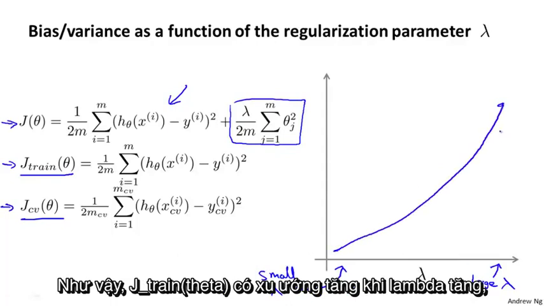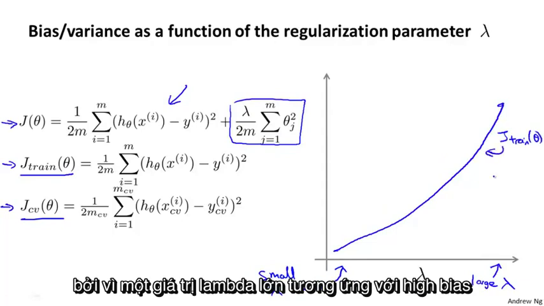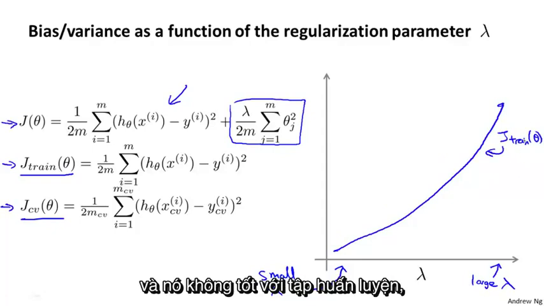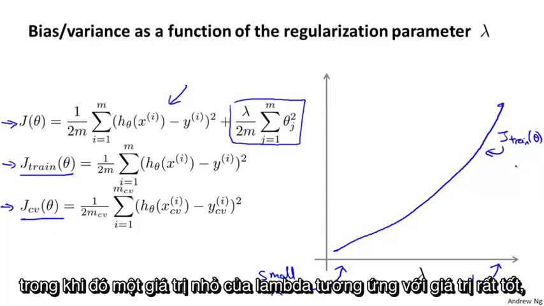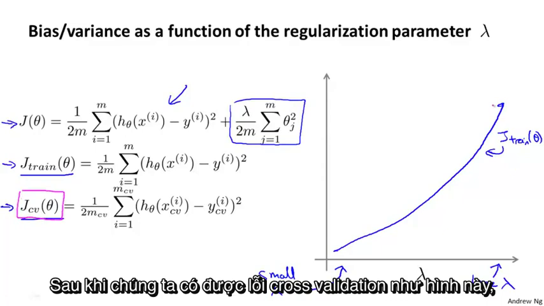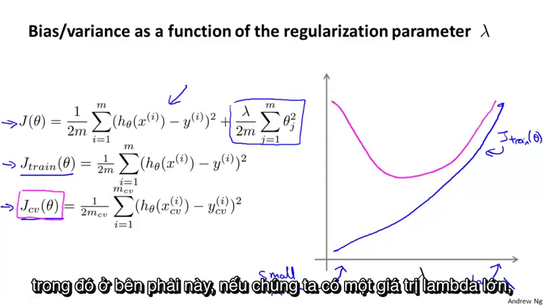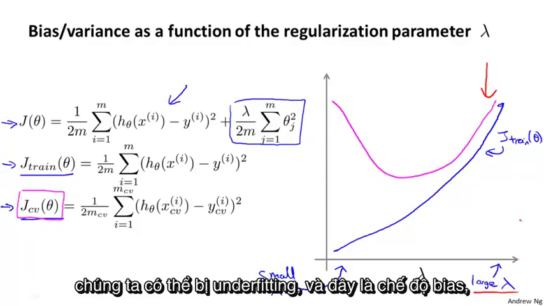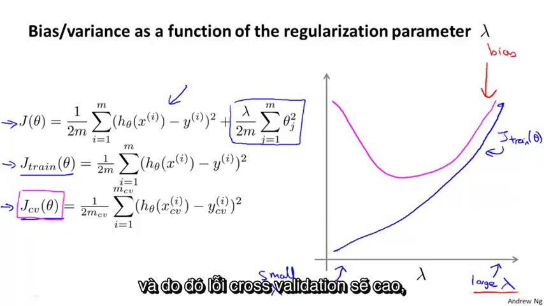So J-train of theta will tend to increase when lambda increases, because a large value of lambda corresponds to high bias, where you might not even fit your training set well, whereas a small value of lambda corresponds to if you can freely fit a very high degree polynomial to your data, let's say. As for the cross-validation error, we end up with a figure like this, where over here on the right, if we have a large value of lambda, we may end up underfitting, and so this is the bias regime, so the cross-validation error will be high.